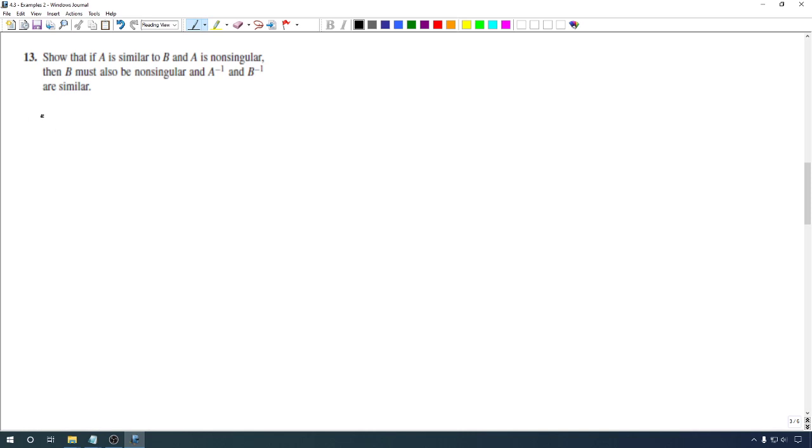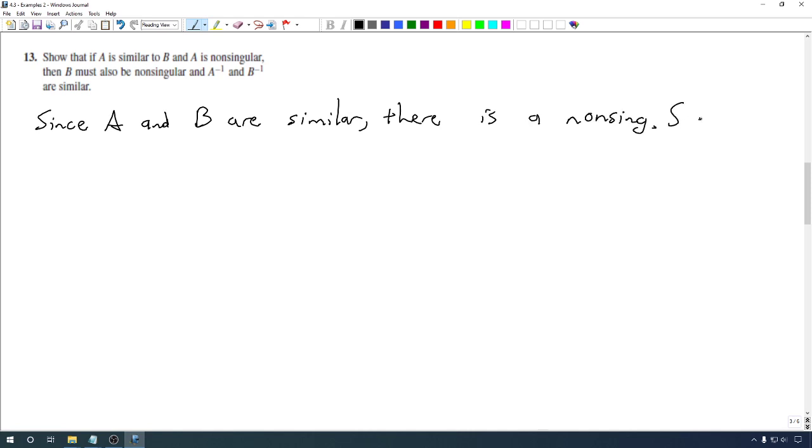So, starting off the same way, since A and B are similar, then there is a non-singular matrix S with B equal to S inverse AS. Kind of a running theme here. We're just going to start off the same way every time, because we're starting off with the same idea that A and B are similar, and we want to write down what that means.